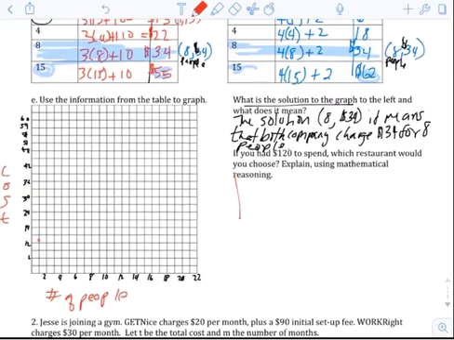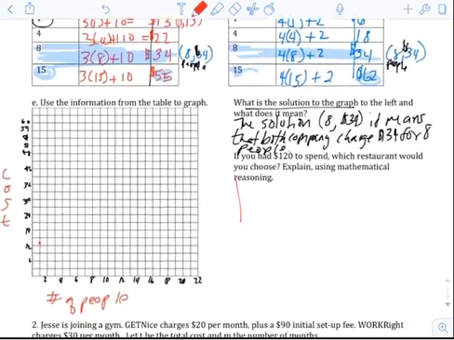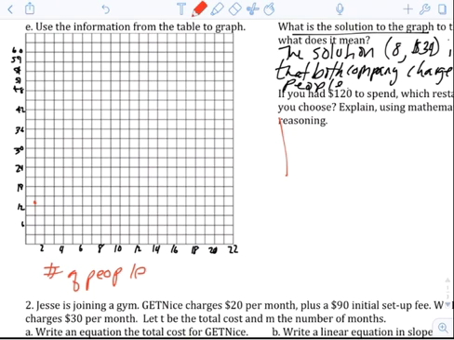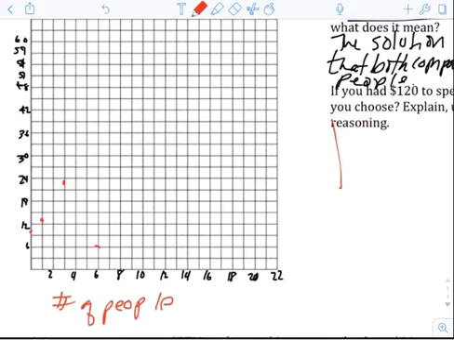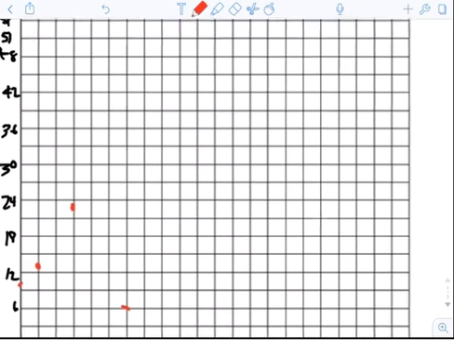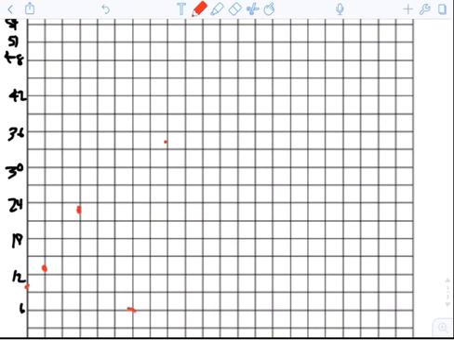Okay. 4, 22. 0, 10 is about right there. 8, 34. 8, 34 is just a little bit above it.